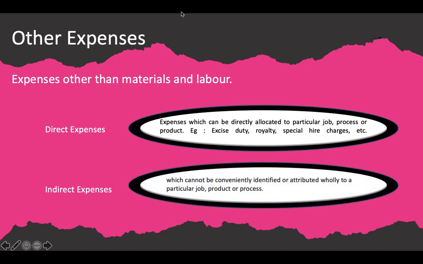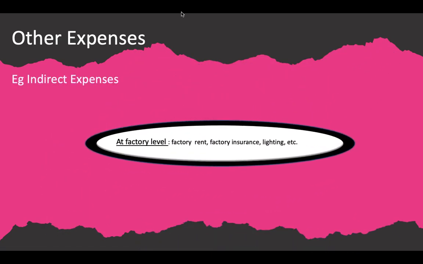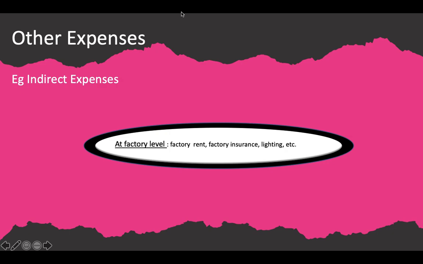So when considering about direct expenses, while we are considering about a particular product, you will think these expenses are directly involved into the particular product. But still, there are some more expenses which are indirectly related to the particular product which cannot be seen here. And we can see about the examples of indirect expenses in the next slide. Examples of indirect expenses or other expenses under each level. At factory level, we have factory rent, factory insurance, lighting, etc.